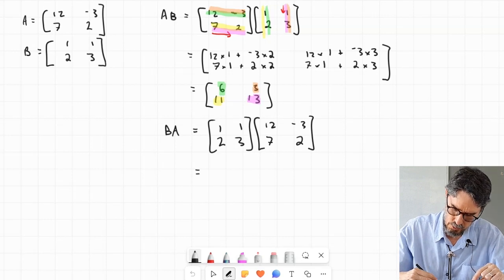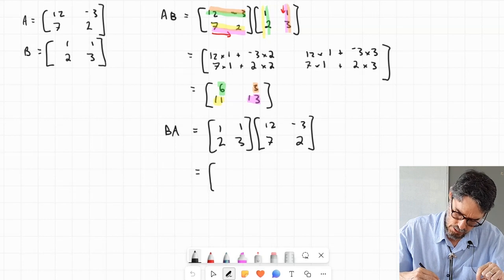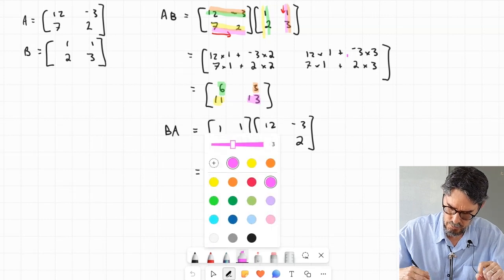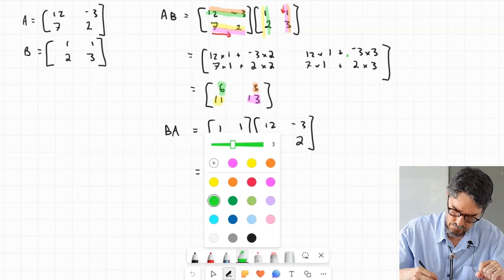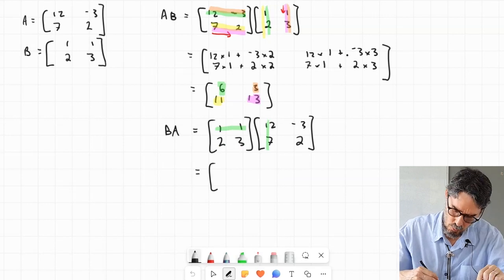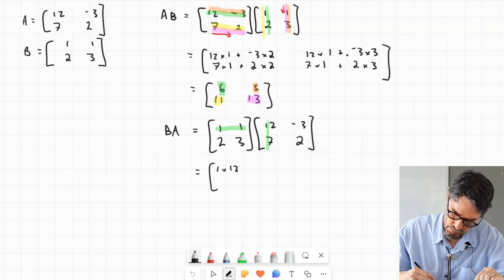And again, we're going to go across the first row, down the first column. So we're going to get, do I still need to write that? Maybe I do. Let me go, what did I use? Green first. So we're going to go across the first row and down the first column to get the first element in that matrix. 1 times 12 plus 1 times 7.